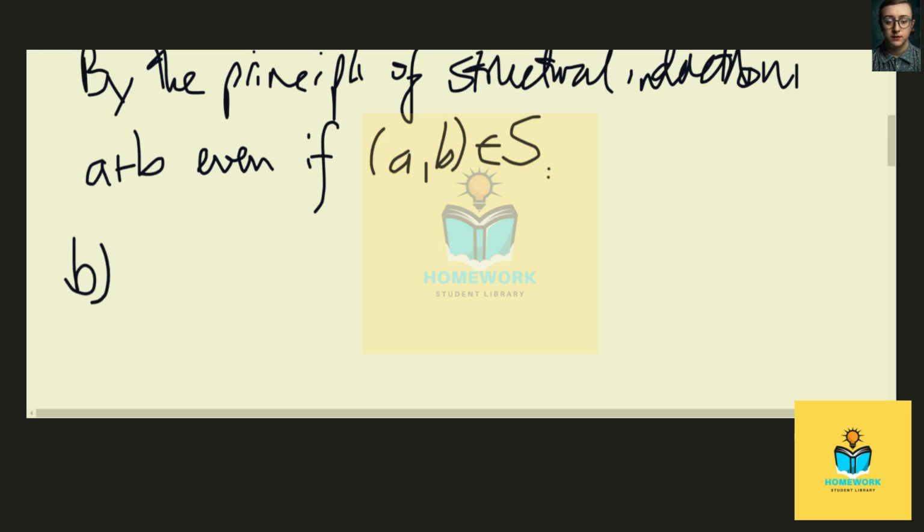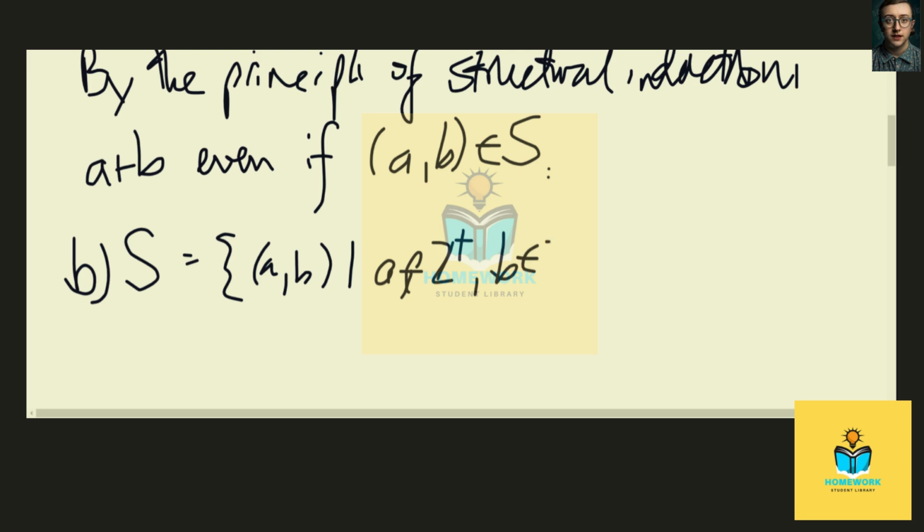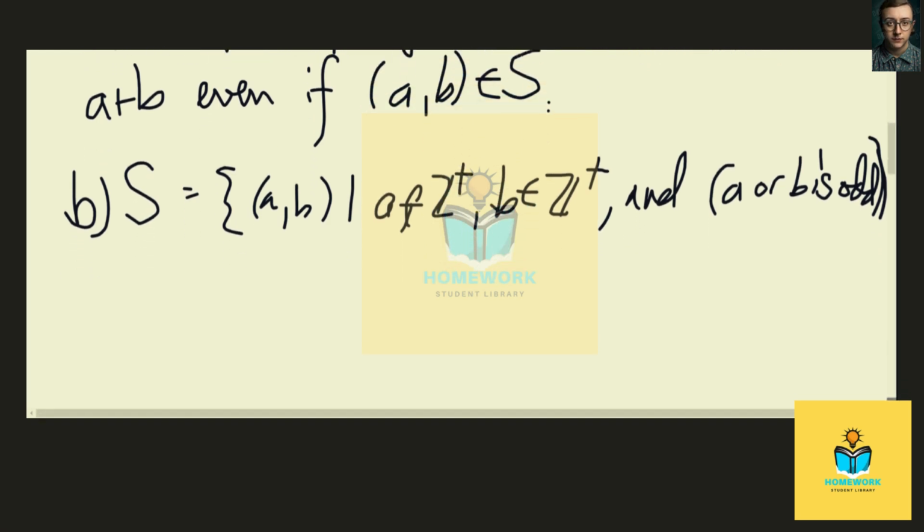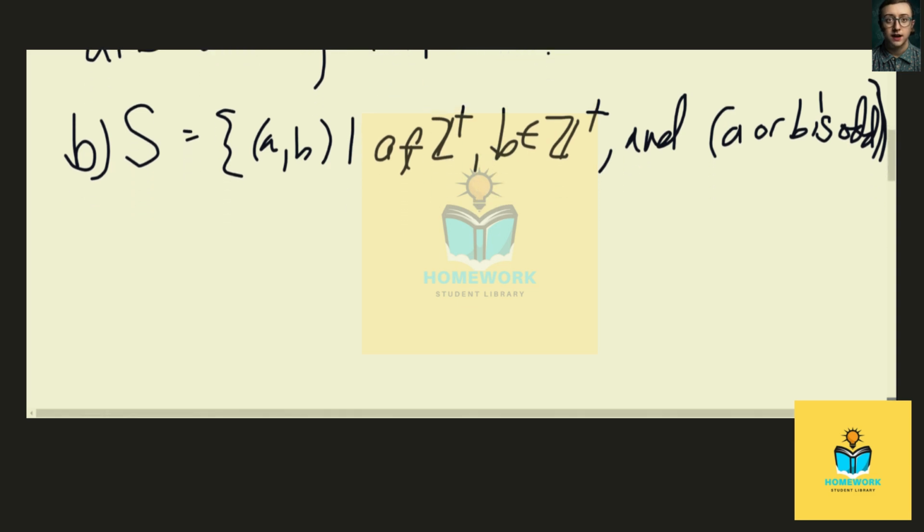In part B, we're given that S is the set of all pairs (A, B) such that A and B are positive integers, and A or B is odd. So to find a recursive definition, first let's find the point that's closest to the origin. This will be our base case. You can do this either by graphing or just by thinking about it. So consider the smallest possible point, (1, 1).